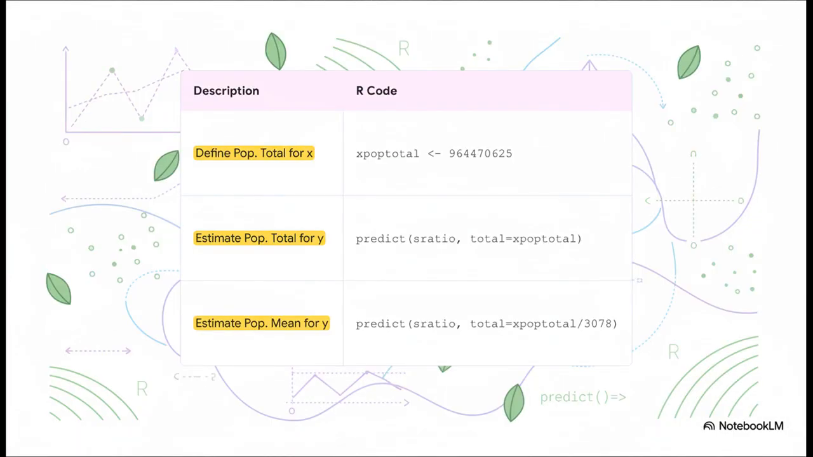So how do we do that? We use the predict function. The logic is actually super simple. We have the official known total acreage for all farms back in 1987. That's our XPOP total. All we have to do is multiply that known total by the stable ratio we just calculated. The predict function does all the heavy lifting, including calculating the correct standard errors for our new estimate. And we can do the exact same thing for the mean, too.